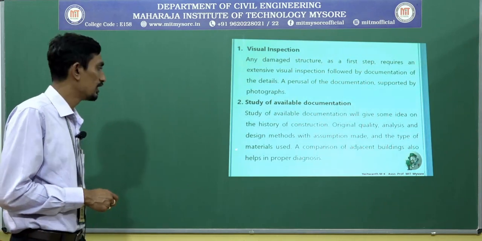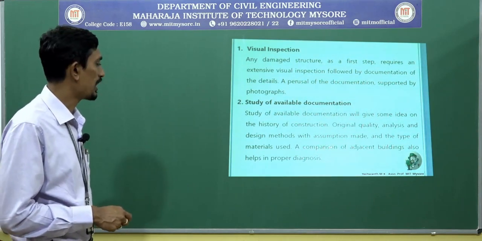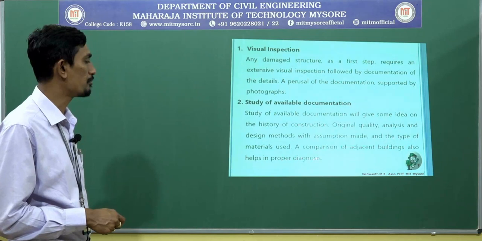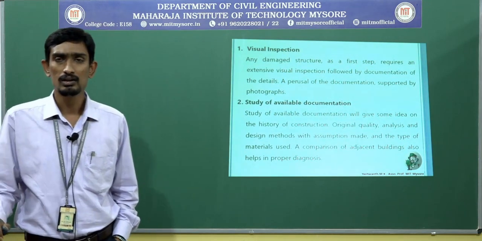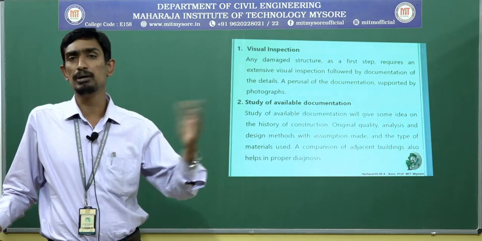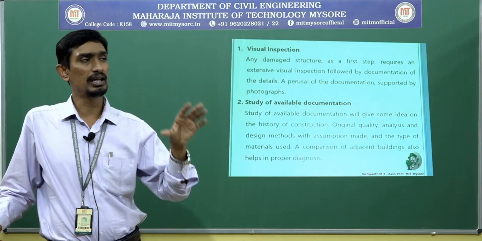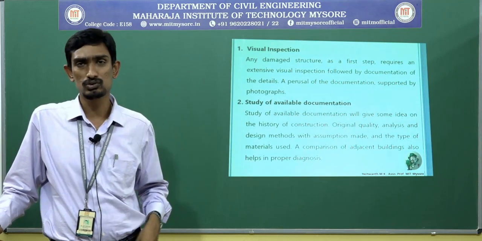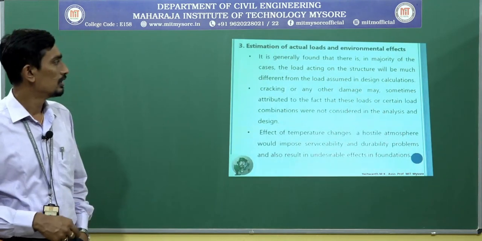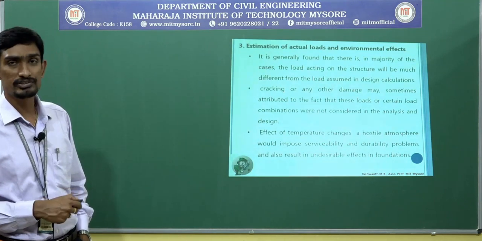Is it clear? Next, a comparison of adjacent buildings also helps in proper diagnosis. That means if there is any neighbor building, while doing the inspection, you can compare that building also: how exactly that building is, and how exactly the building which you are going to inspect is. So those things you can do. Next, this is one more step.